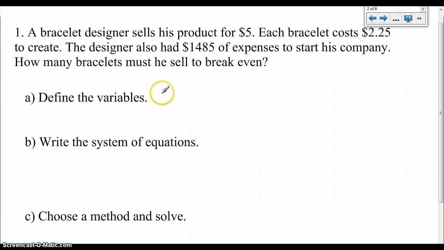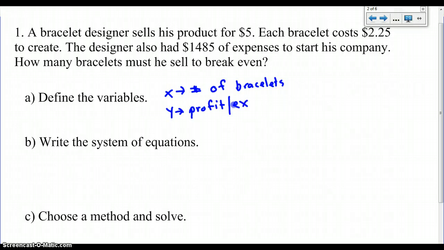Okay, so what we're going to look at is defining variables, where I'm going to say x represents the number of bracelets. y is kind of a weird variable in this case. I'm going to say it's either profit or expense. We want these two to be equal, so we're going to use y. It's almost meaning different things in different situations, but we want them to be equal to each other. So our system will look like this.